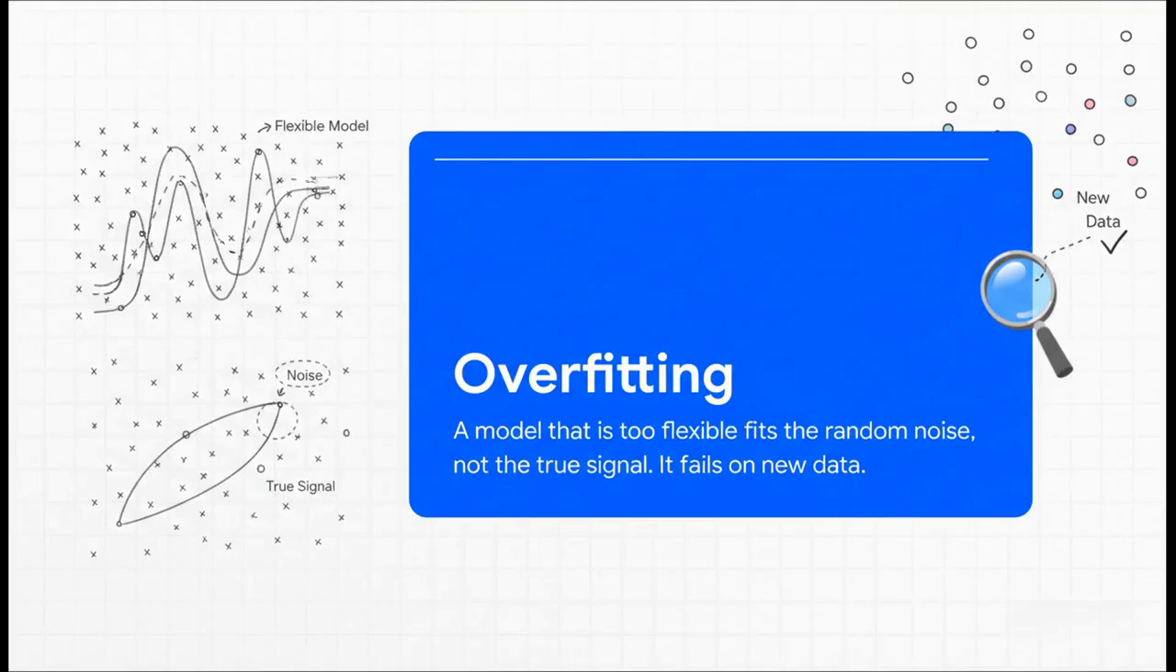This right here is such a classic trap. You can build an insanely flexible model, like this super wiggly line, that perfectly hits every single data point you have. It literally has zero error on the data you trained it on. But it hasn't actually learned the true signal. Not at all. Instead, it's just memorized all the random noise. We call this overfitting, and it's an absolute disaster when you try to make predictions on new data.